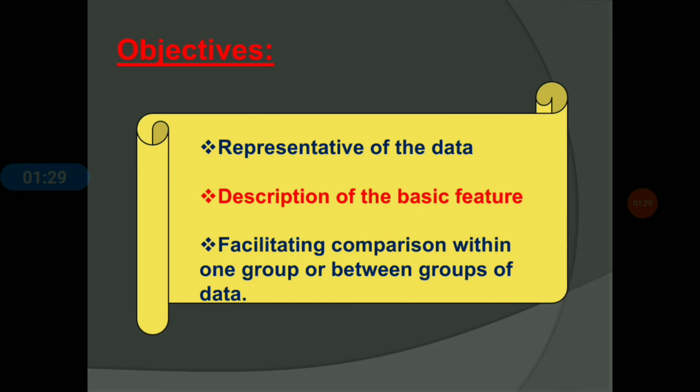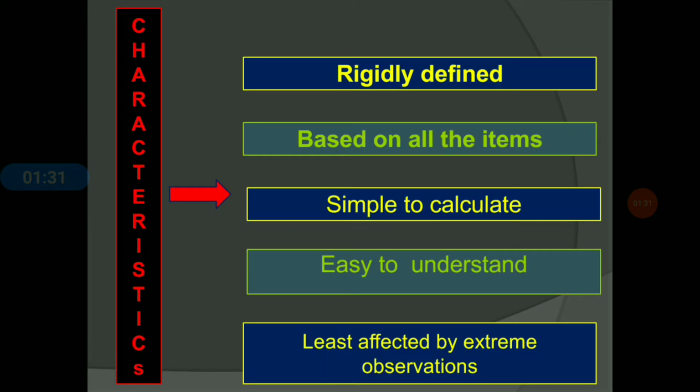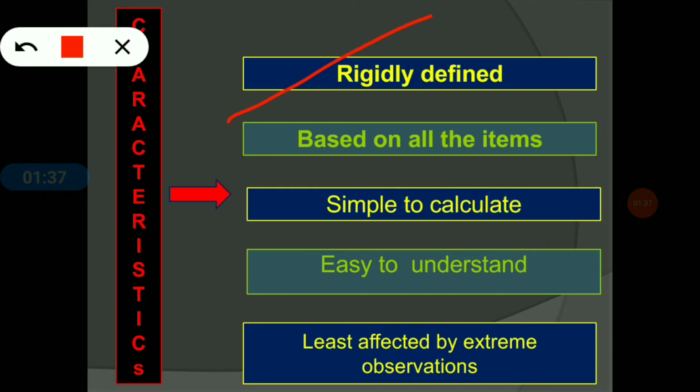Now move on to the next slide, where we can see some characteristics of average. The first one is that average should be rigidly defined. At first we have to know what we mean by rigidity. Rigidity means inflexibility. Results are the same when calculations are done two or three times, so there is no confusion about the meaning.